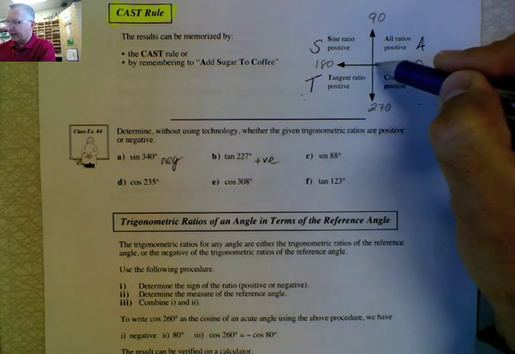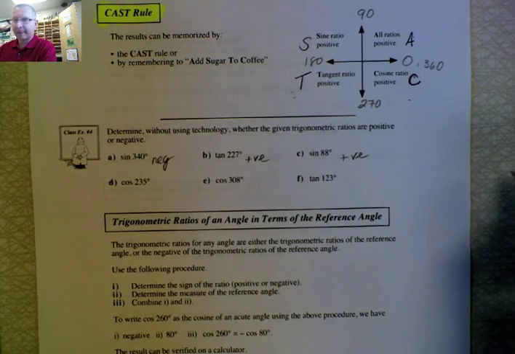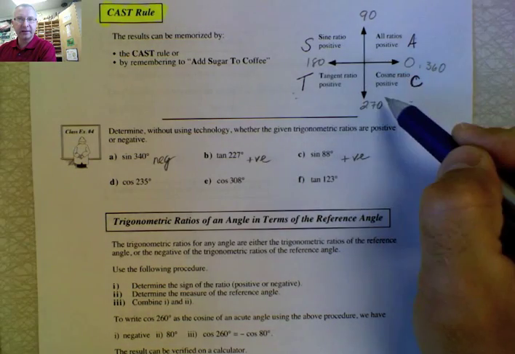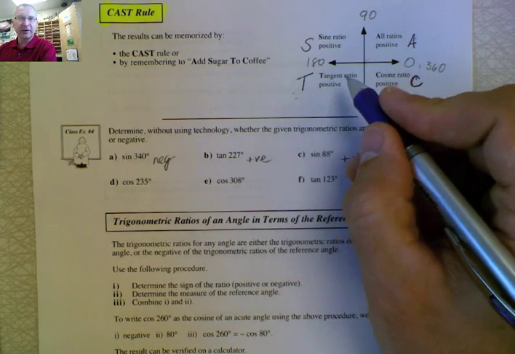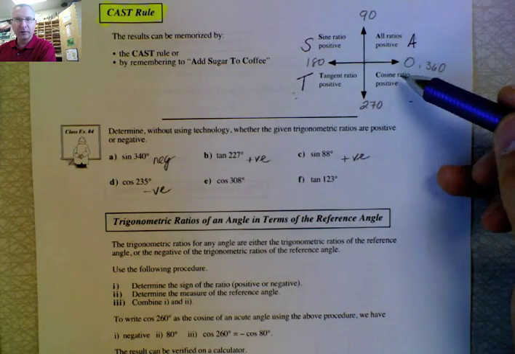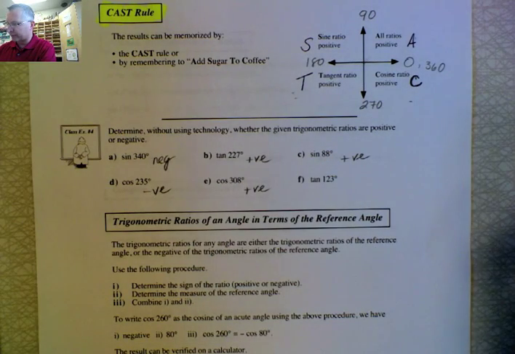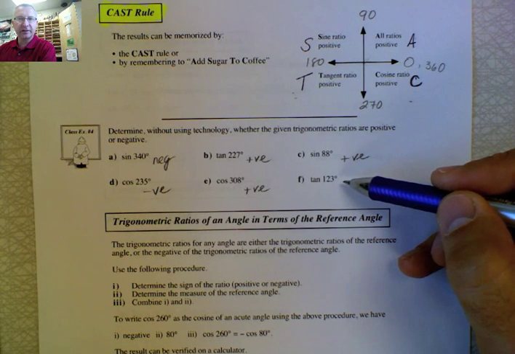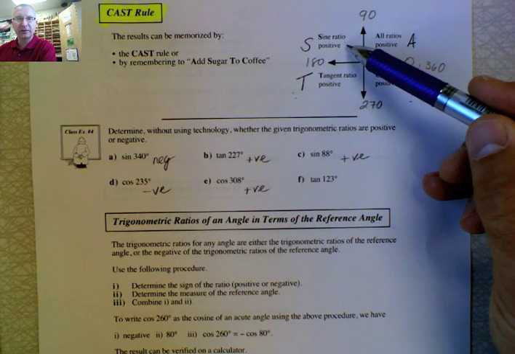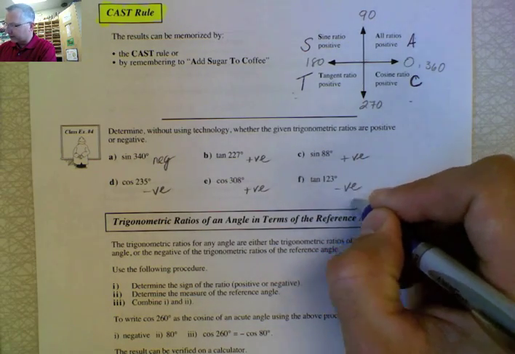Sine of 88. 88 degrees is in quadrant 1, so all things are positive in quadrant 1. Cosine 235. 235's in quadrant 3, it's between 180 and 270. In quadrant 3, the only thing that's positive is tangent, so cosine's negative. The cosine of 308, 308's in quadrant 4, and indeed cosine is positive in quadrant 4. And finally, if we look at the tangent of 123 degrees, 123 degrees is in quadrant 2. It's between 90 and 180, and so that means sine is positive there, so tangent is negative.